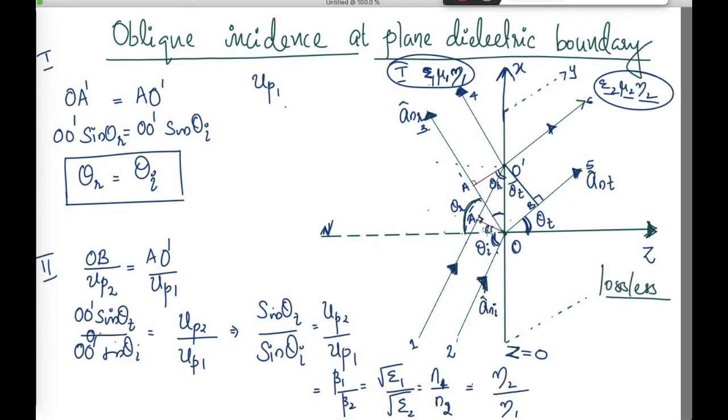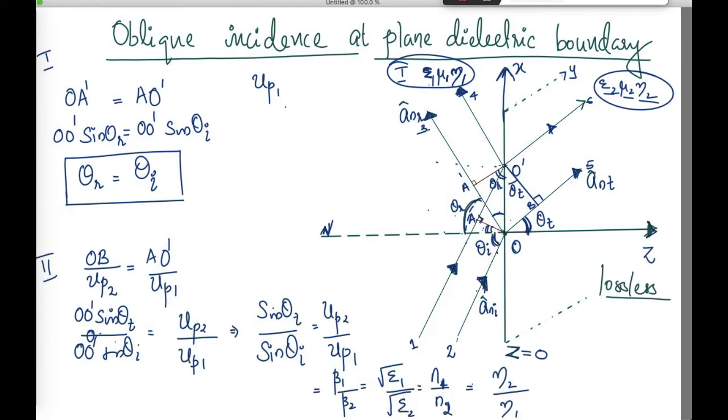Now, what I do here is take the point O. O is the point at which ray 2 meets the interface, and from point O I drop a perpendicular to ray 1. The ray path is always perpendicular to the plane wavefront direction. We have plane waves incident, which means that OA actually shows the wavefront at this instant. OA is the wavefront of the incident wave.